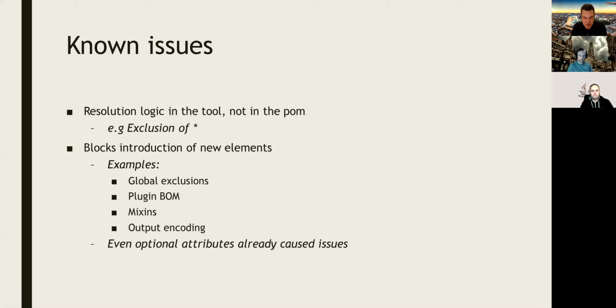So these are all element-based, and in the past we've already tried to add several attributes. There are not a lot of them, but we try to use them, and they already caused issues. So it made us very clear that we really need to be careful how to work with POM files, how to work with new elements, etc. So we cannot just simply change it. Okay?